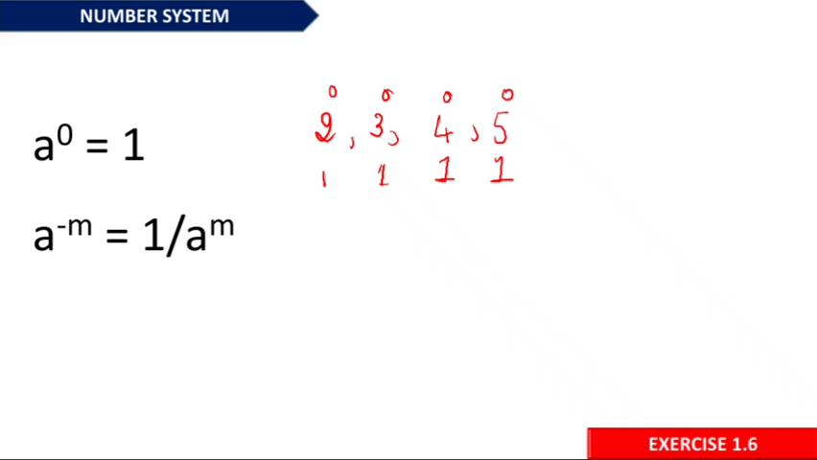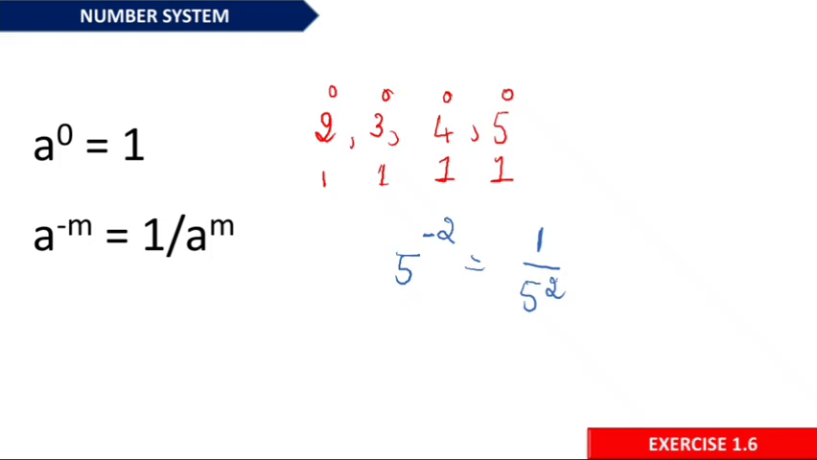Now let's see the next law of exponent. If we have one base with a minus power, then we can write it like this. What does it mean? For example, if you have 5 to the power minus 2, we can rewrite this number as 1 divided by 5 to the power 2. If we have any number with a negative power, you can write it as 1 divided by that number. So this is all about laws of exponent.